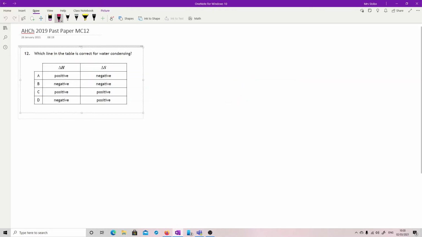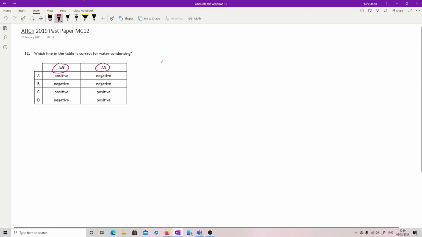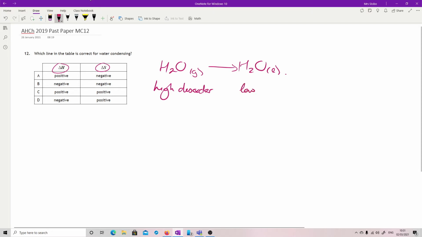Okay, which line in the table is correct for water condensing? So we've got the delta H and we've got the delta S. What we're doing if we're condensing water is taking it from a gas form to a liquid form. Let's start with what's happening in terms of chaos, disorder. This is high disorder because we've got a gas, and this is lower disorder because we've got connected molecules in the liquid. So our delta S is going down, so we've got a negative delta S.